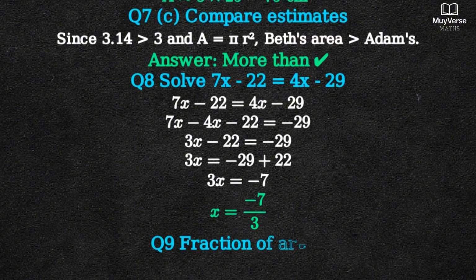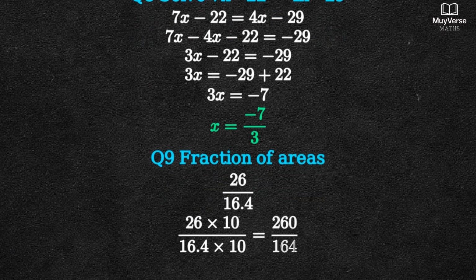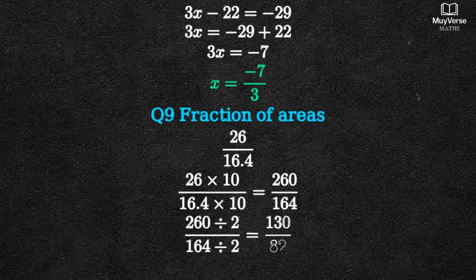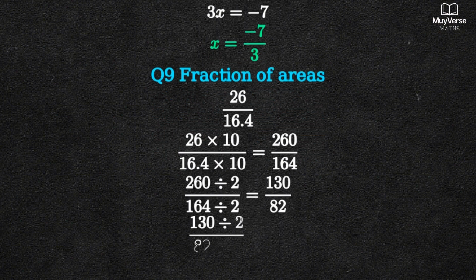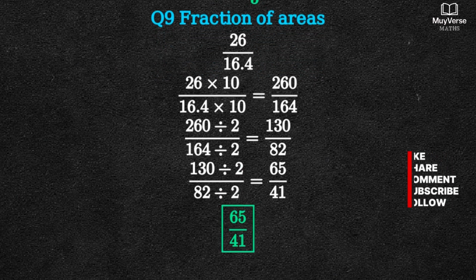Question 9. Express the living room area 26 as a fraction of the kitchen area 16.4 in simplest form. Start with 26 over 16.4. Remove the decimal by multiplying top and bottom by 10. Both numbers are even. Divide by 2. Both are even again. Divide by 2 once more. We obtain 65 over 41, which is simplest.